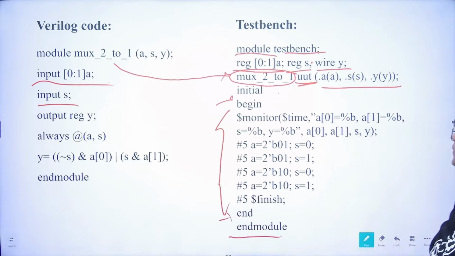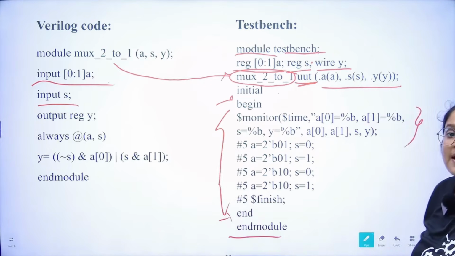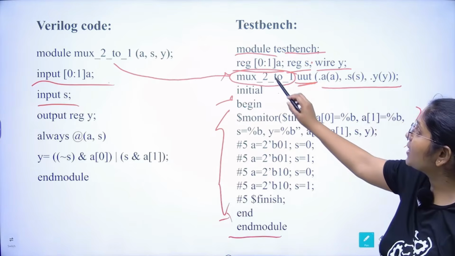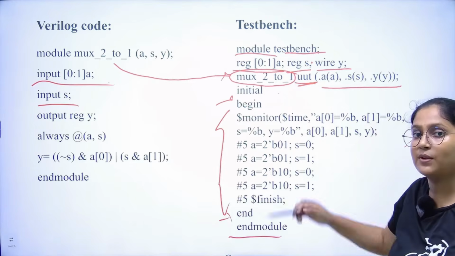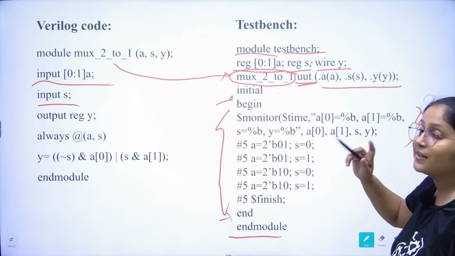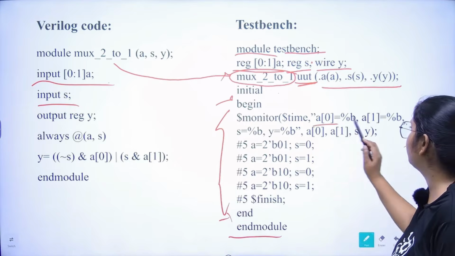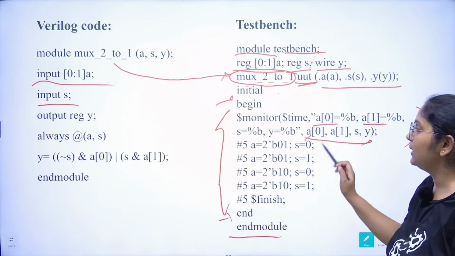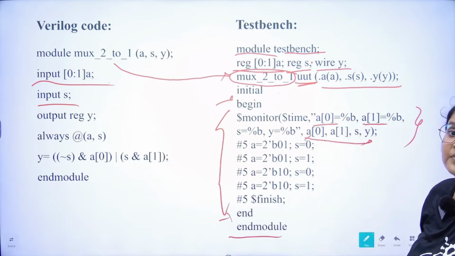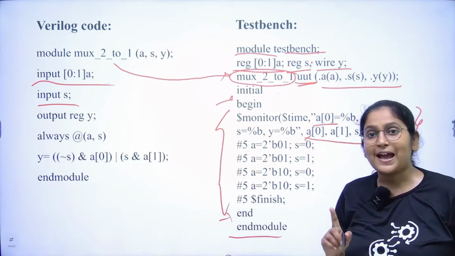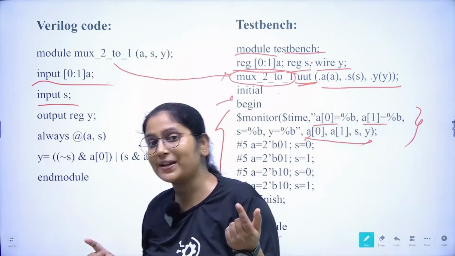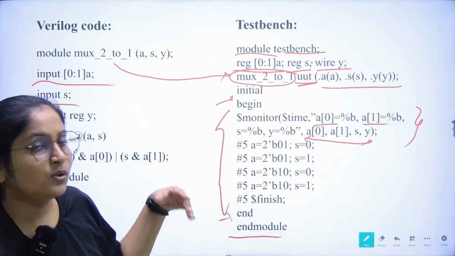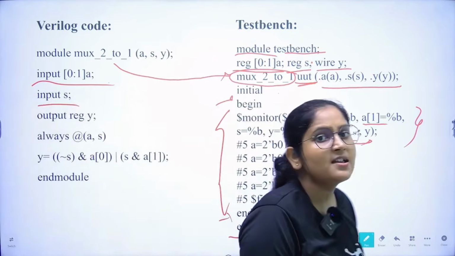Now see here, first of all this monitor has to be there because we have to monitor all the ports. So okay, we have A, S and Y, but A has 0, 1, meaning A0 and A1, because it's a vector. So we'll be declaring it differently, like A0 is percentage B, A1 is percentage B. This is an important point to note: if we have a vector, we will be declaring all the units separately so that we can monitor it on the simulator.